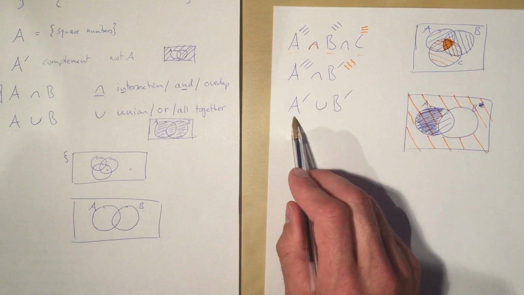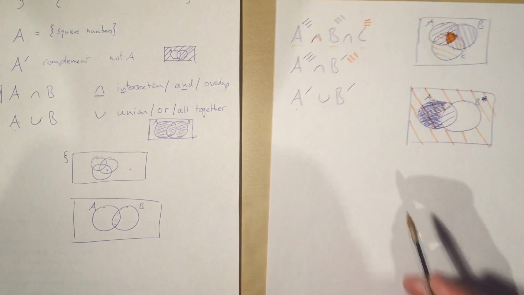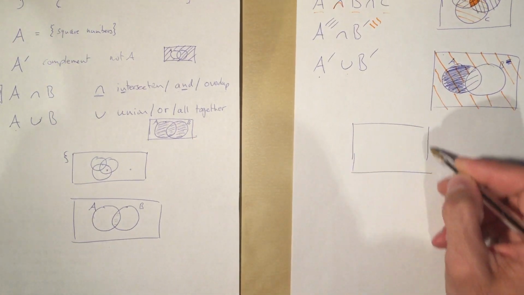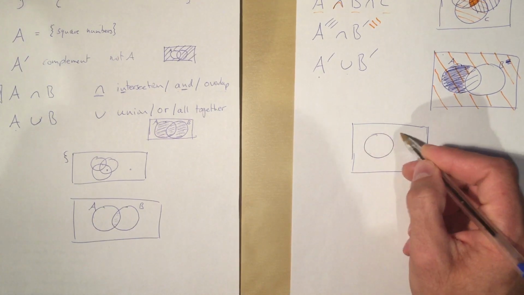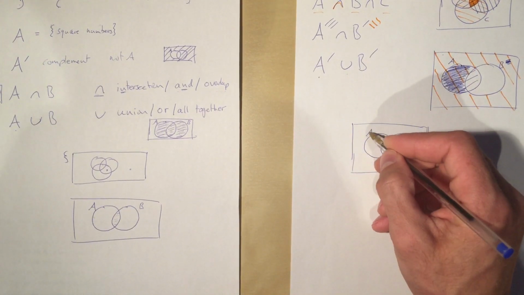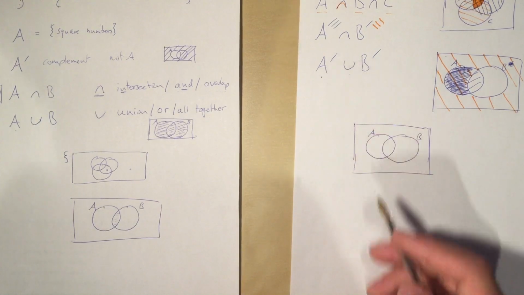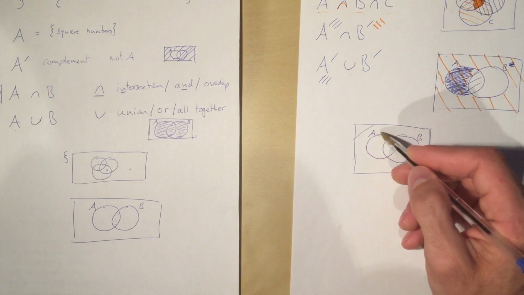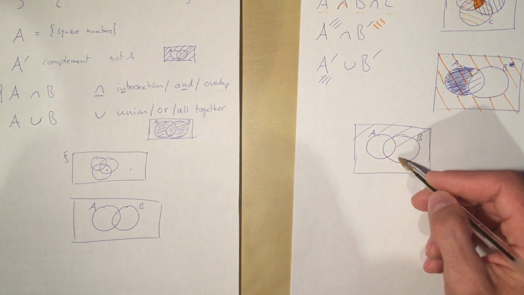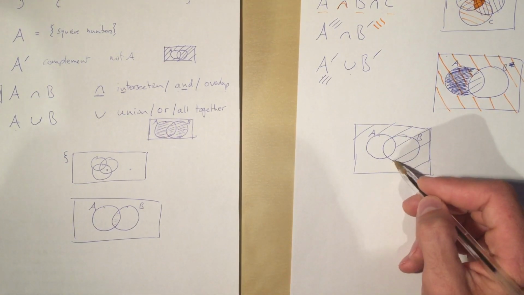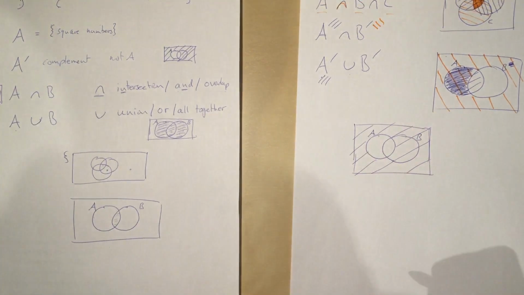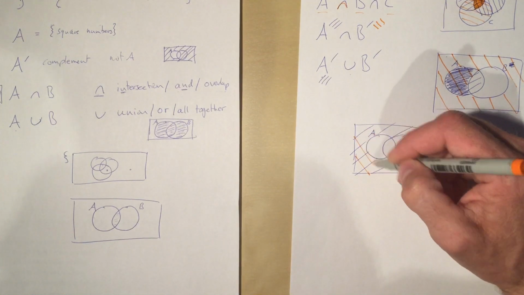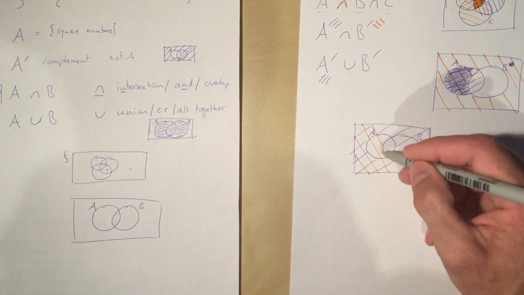Okay, what about A dash union B dash? So let's draw a Venn diagram. There's only two letters involved, so I'll draw a set for A and a set for B. A dash, I'll do it in blue pen, is everything outside of A. So this stuff here. B dash is everything outside of B, so that's this stuff here, including this part of set A.